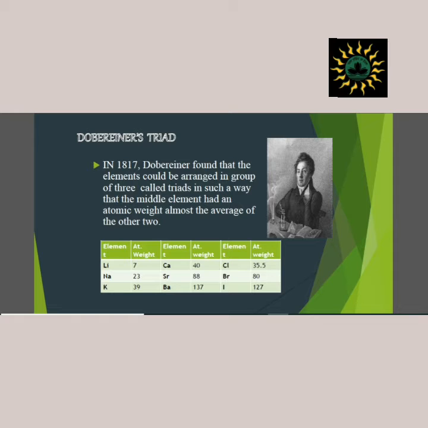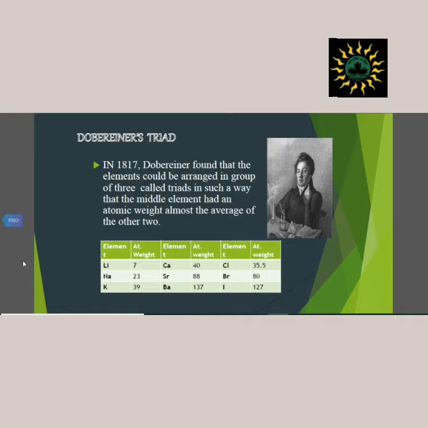In the 19th century, John Dobereiner, a German chemist, first arranged certain elements with similar properties in groups of three elements, which are known as triads. Because there are three elements, they are known as triads. They were arranged in order of increasing atomic masses, and the atomic mass of the middle element was almost the average or mean of the atomic masses of the first and third elements. The physical and chemical properties of the triads are similar.